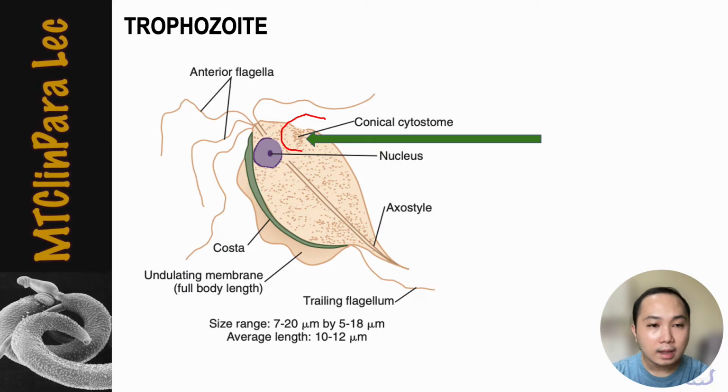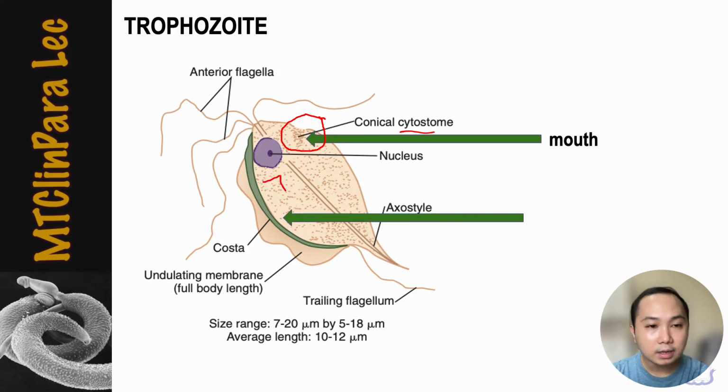This part here. And of course, these are not visible in a regular microscope, but it is indicated in the diagram, what we call the cytostome. This is the mouth of our flagellates, for eating and phagocytosis. Next, we have the costa.